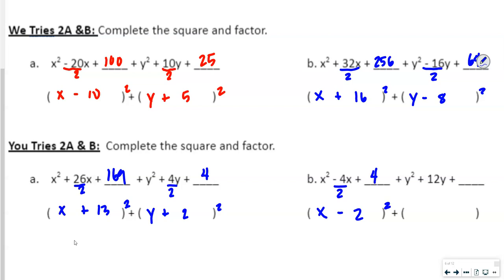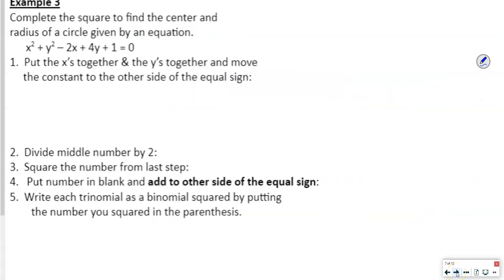And then 12 divided by 2, so this is going to be y plus 6 squared, and 6 times 6 is 36. Okay, so that's our process that we're going to use, and we're going to add a couple steps to it on the back, but that's our process. Okay, so it says complete the square to find the center and radius of the circle given by the equation.